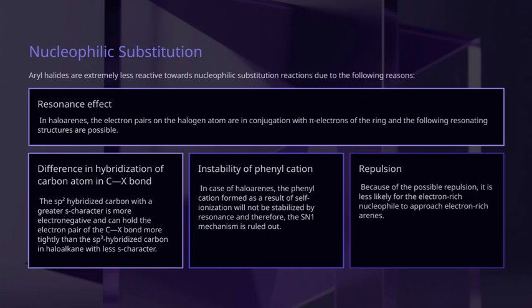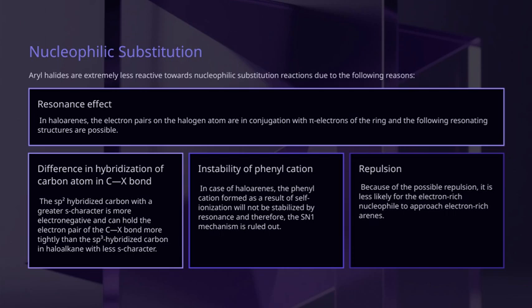Because of the possible repulsion, it is less likely for the electron-rich nucleophile to approach electron-rich arenes. This repulsion creates a sort of barrier that makes nucleophilic attack more difficult on these aromatic rings. Moving on to haloarenes, when a phenyl cation forms due to self-ionization, it's important to note that this cation isn't stabilized by resonance. That means the SN1 mechanism, which relies on stable carbocations, is ruled out in this case.